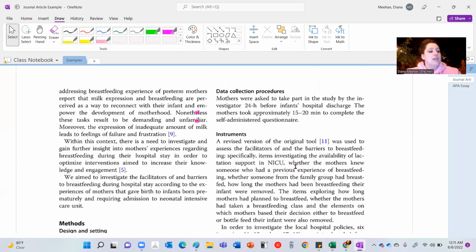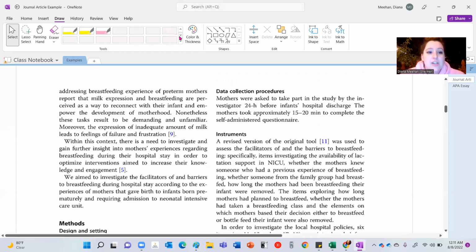By the end of your introduction or your background, you will have your purpose. So they'll state why they are doing this, why they are writing this paper, what the purpose of it is, the hypotheses, if you will. So within this context, there is a need to investigate. We aimed to investigate.